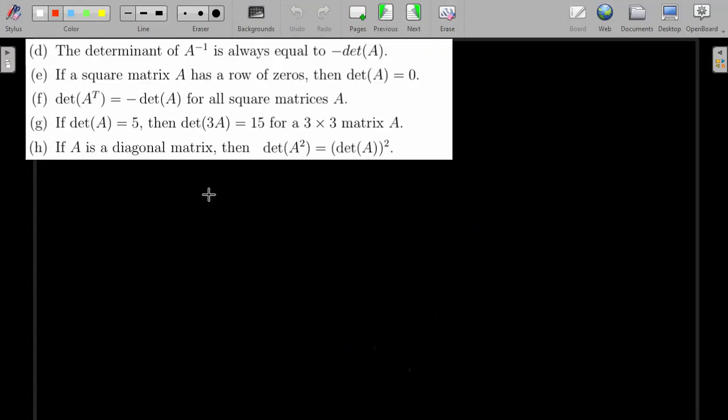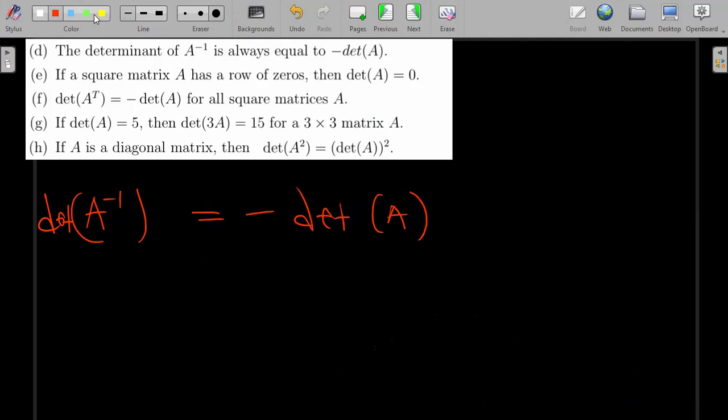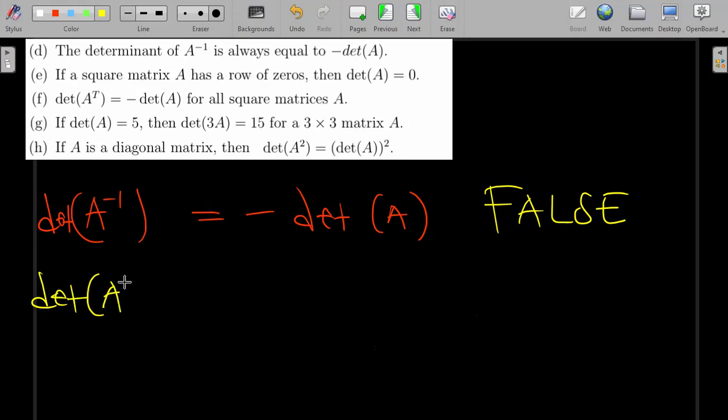We move to D. On D, they're saying the determinant of the inverse of A is always equal to minus the determinant of A. This one is false. This is not true. The correct formula for the determinant of A inverse is actually 1 over the determinant of A. So the determinant of the inverse is simply the reciprocal of the determinant of the matrix A.